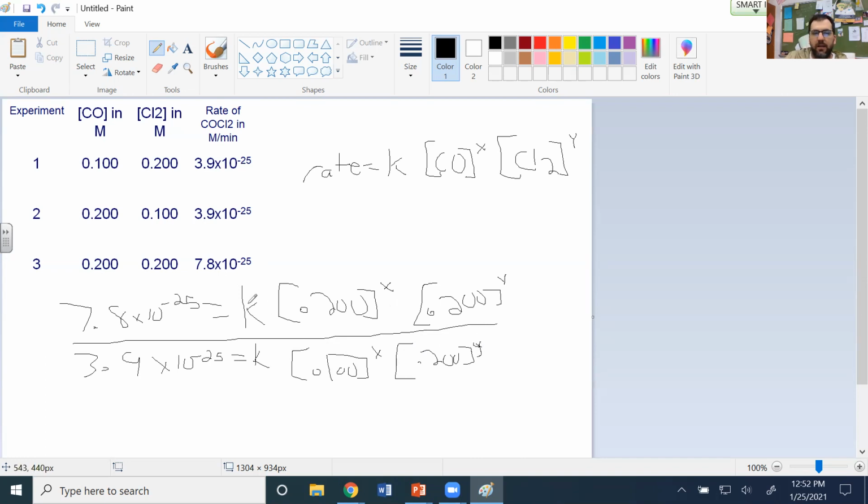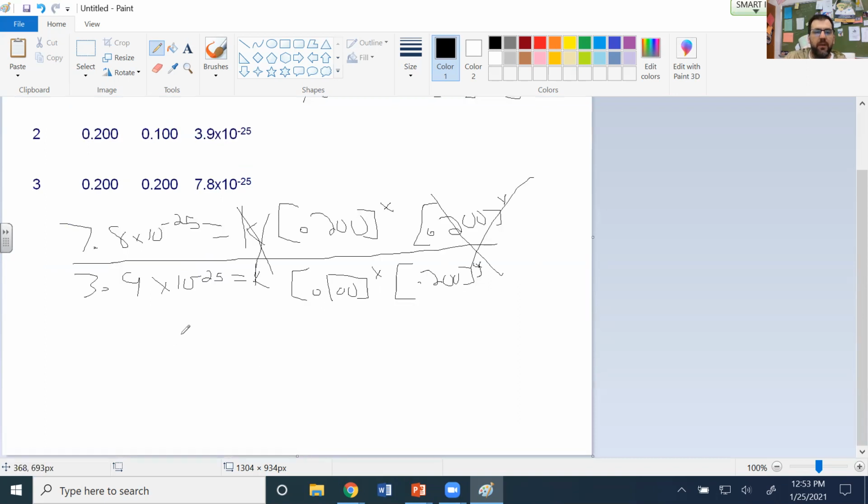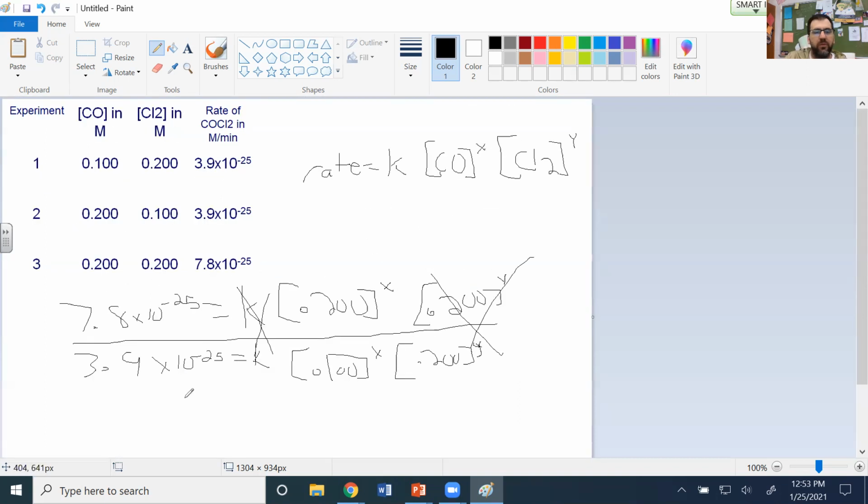So I need to cancel things out. So I know that K cancels out. I know that 0.2 to the Y power divided by 0.2 to the Y power is 1. So that cancels out. Now I'm going to simplify this down, and I'm left with 2 equals 2 to the X power. So now, 2 to what power equals 2? And we know that 2 to the first power equals 2. So X is 1. So I'm going to come up here, I'm going to erase this X right here, and I'm going to put 1. Now, I still haven't figured out my rate law. I still need to know what Y is.